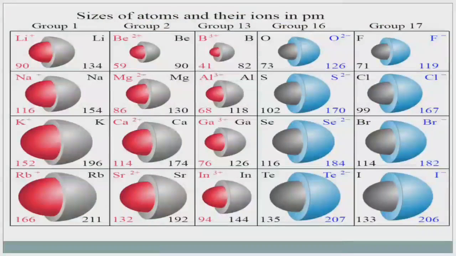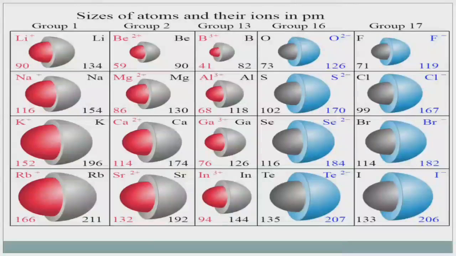Here we can see positive ions. Group 1, group 2 and group 13 elements will form positive ions. Group 16 and group 17 elements will form negative ions, anions. Group 1, group 2, group 13 elements will form positive ions, cations. Here positive ions are represented in red color.